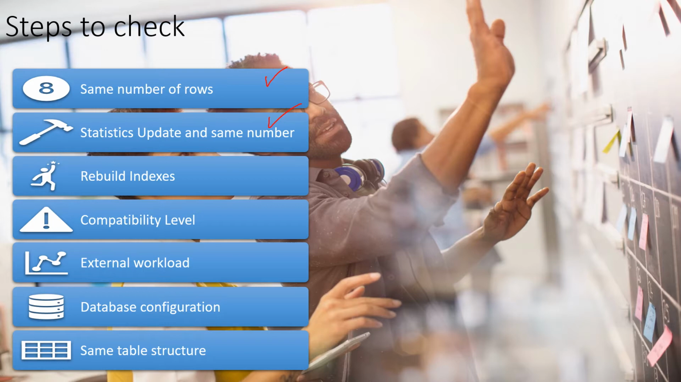The third one was to review if the customer rebuilt the indexes. It's very important to avoid fragmentation, to have the same data, etc. The fourth one was to check the compatibility level. Depending on whether you are working with SQL Server 2016 or 2017, version 150, 140, etc., the performance could be impacted depending on the compatibility level that we have.